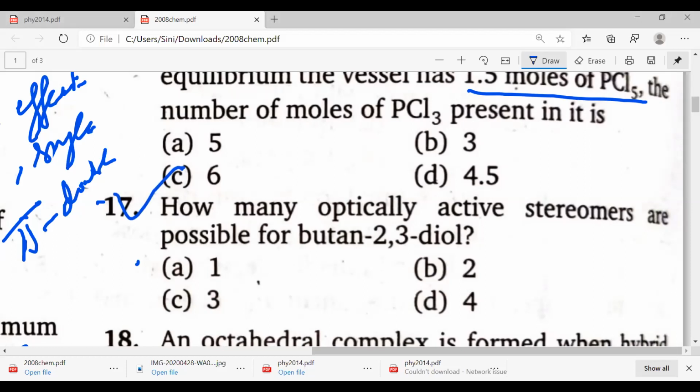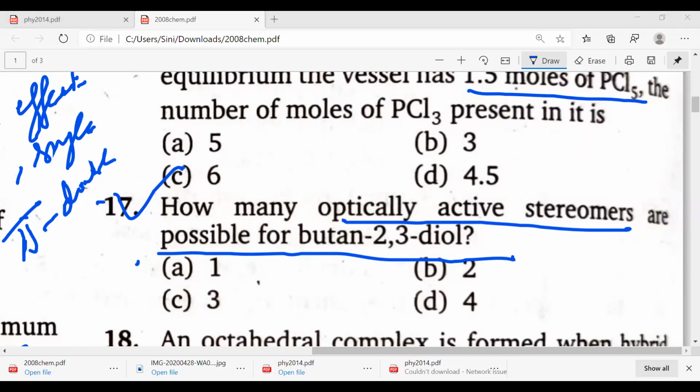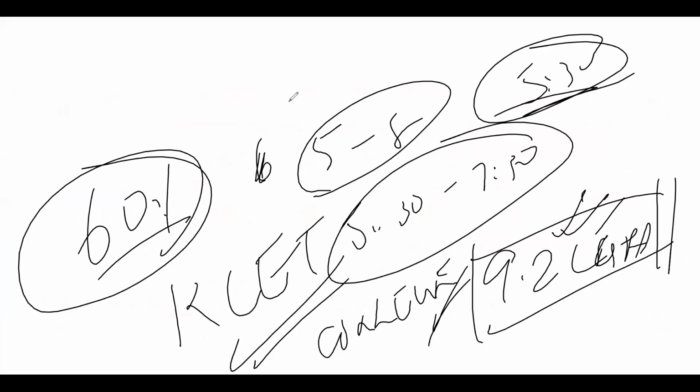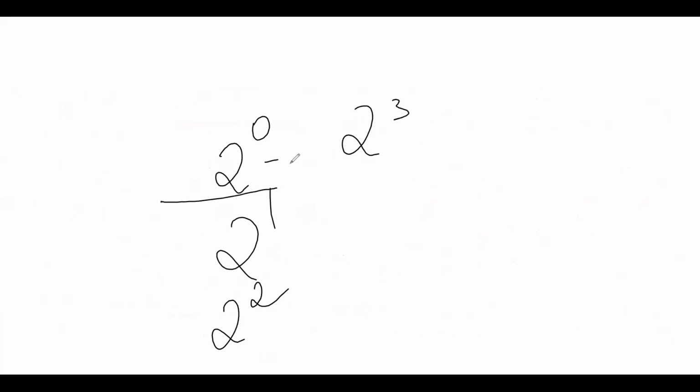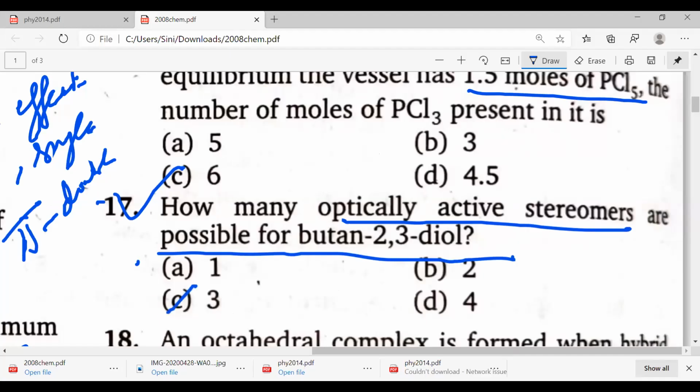First thing, let me tell you, it will always be in powers of 2. 2 power 0 is 1, 2 power 1 is 2, 2 square is 4. 2 cube anyway, we don't have the option. So 1, 2, 4. What is our first thing? Process of elimination. So eliminate 3 from this.